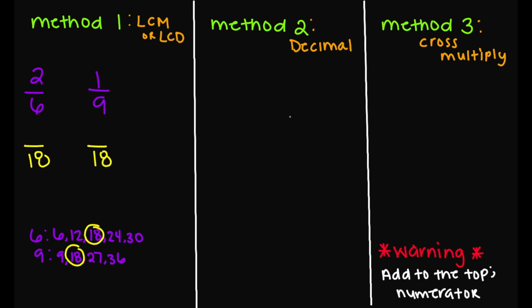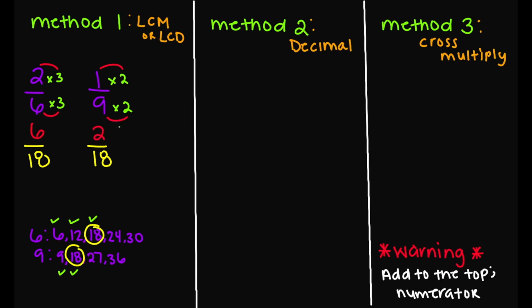We're going to look at my 6. 6 times what is going to give me 18 in the denominator? That's going to be 1, 2, 3. I'm going to multiply top and bottom by the number 3. And then for my 9, you have 1, 2. I'm going to multiply top and bottom by the number 2. So you have 2 times 3 is 6. 6 times 3 is 18. We already have that. And then 1 times 2 is 2. And then 9 times 2 is 18.